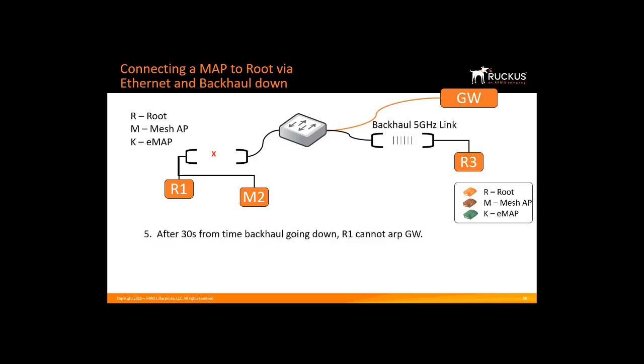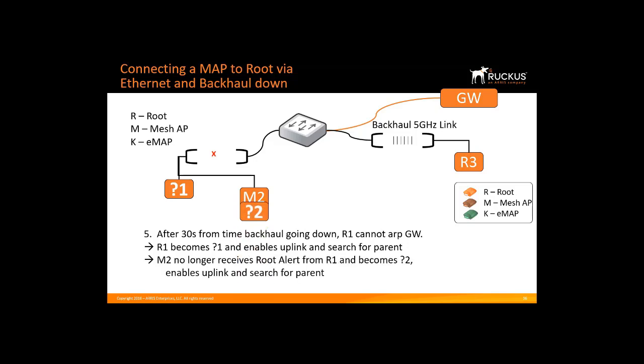After about 30 seconds of timeout of backhaul going down, root AP2 cannot ARP the gateway any longer and goes into the consensus protocol state. The two APs having an Ethernet connection between the two and seeing no gateway or controller on the same subnet begin the consensus protocol. After a period of time, they resolve into a MAP and an EMAP, and then search and discover root AP3.